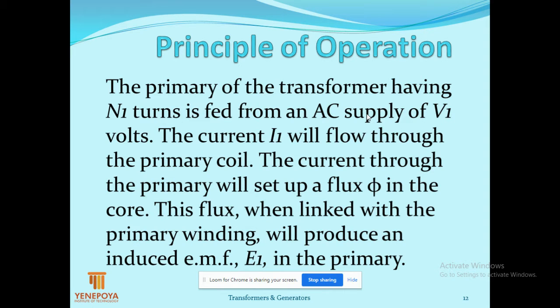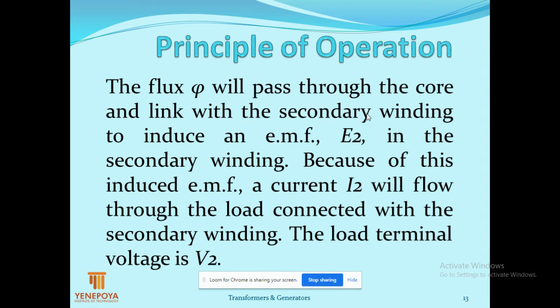The primary principle of operation, as we just saw: the primary of the transformer having N1 turns is fed from an AC supply of V1 volts. The current I1 will flow through the primary coil or winding. The current through the primary winding will set up a flux pi in the core. This flux, when linked with the primary winding, will produce an induced EMF E1 in the primary winding. The flux pi will pass through the core and link with the secondary winding. This mutual flux induces an EMF E2 in the secondary winding.